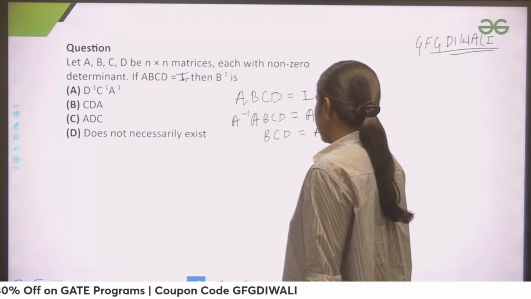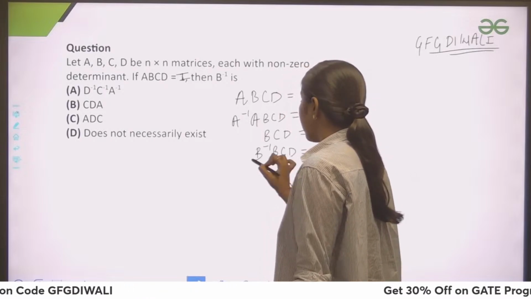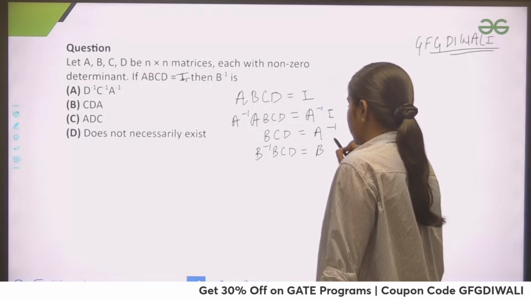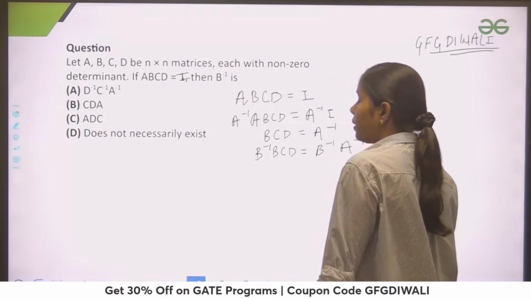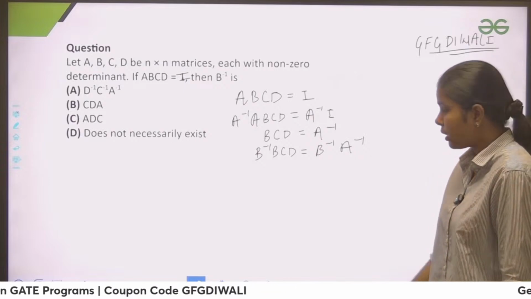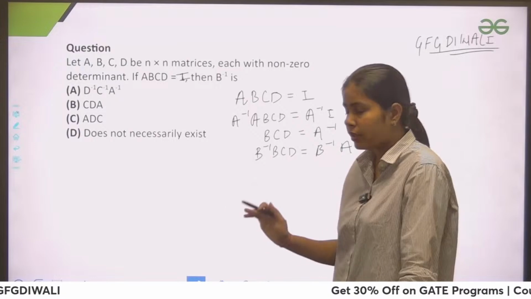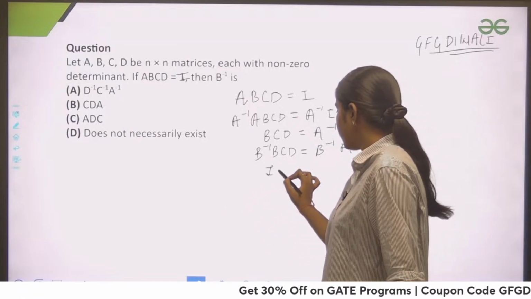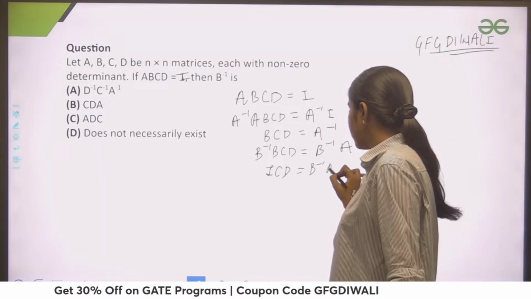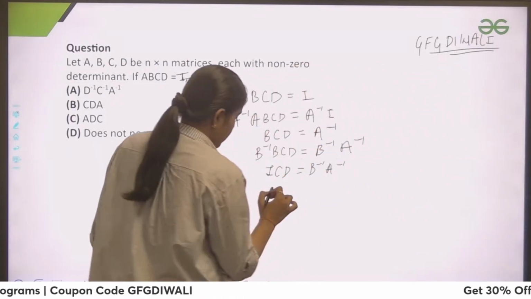Now you would take B inverse to the left hand side: B inverse BCD. Because we have multiplied by B inverse from the left hand side, I can only multiply it from this side, because matrix multiplication is not commutative. So you have to keep in mind whether you are multiplying B inverse from the left side or the right side. B inverse B gives you identity I, CD, and it is B inverse A inverse.